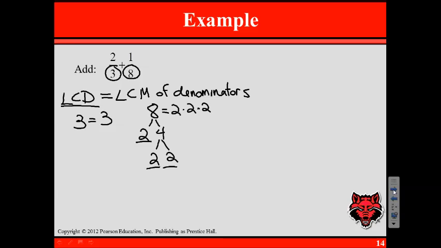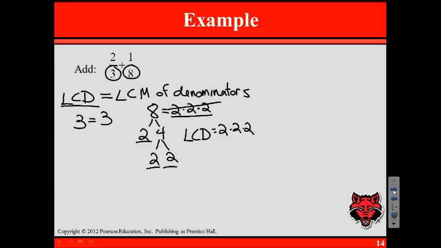So when we look at each prime factorization, we see 2's and 3's. For the first prime factorization, we have 0 2's. For the second prime factorization, we have 3 2's. So the greatest number of 2's in any factorization is 3 2's. For our LCM, or in this case the LCD, we're going to include all 3 of those 2's. Now we're finished with the 2's.